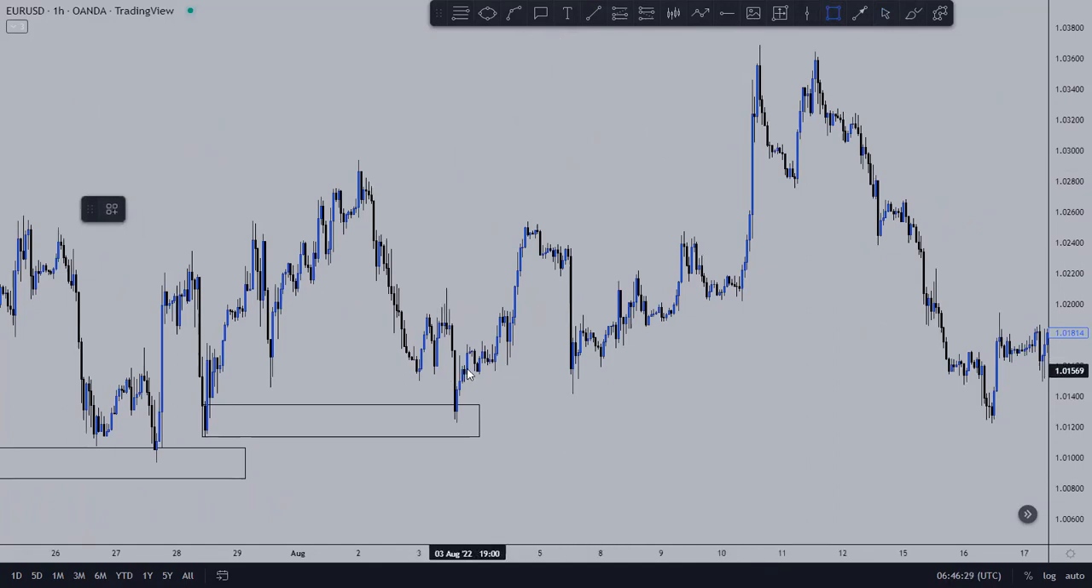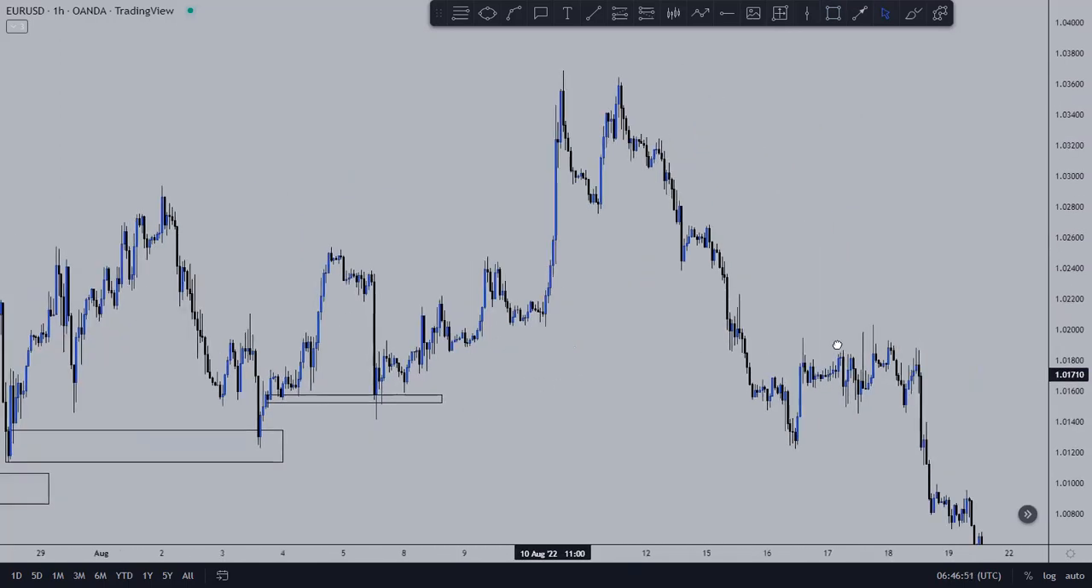We have another order block. Where can we find another order block? Another order block somewhere here. That's an order block. Market came, pushed, came back again to the order block, then went all the way up.